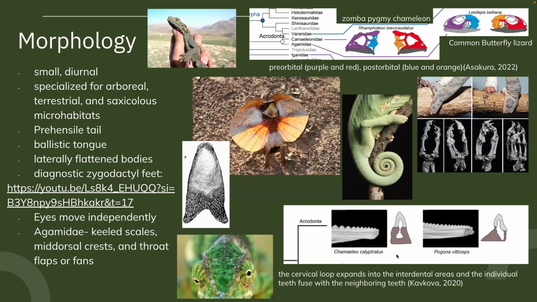Also down here, I have their two teeth types, chameleons and Agamidae. And this fun little picture right here is the tongue of the Agamidae, just so you can see the difference, because we know what a ballistic tongue looks like. But Agamidae have these cute, just little tongues.